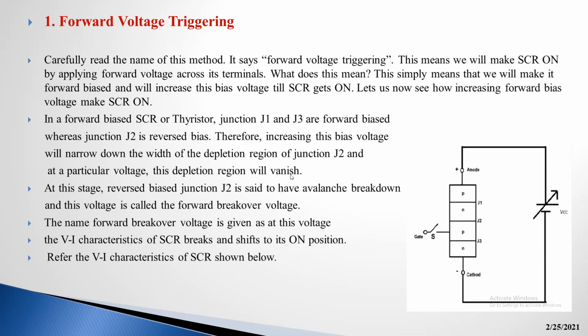Vanish means finished. So by increasing the voltage across the anode and cathode terminals, whatever depletion layer is formed at junction J2, like this. Clear?